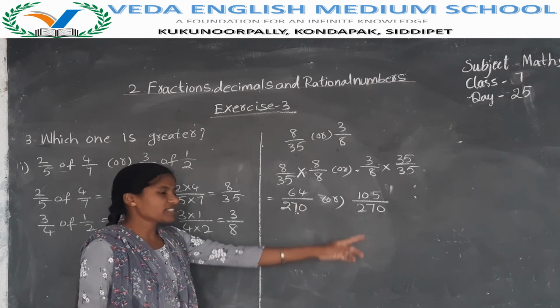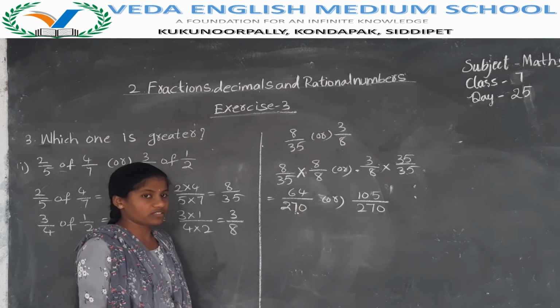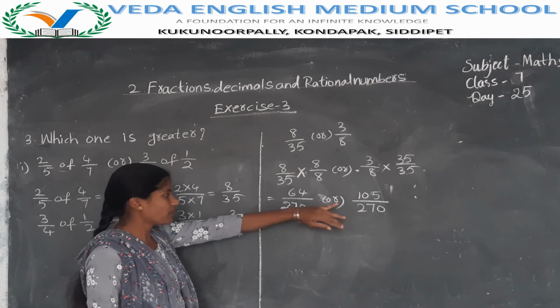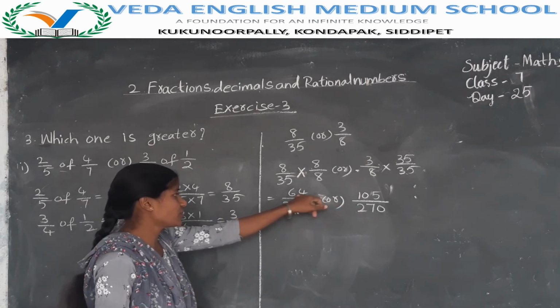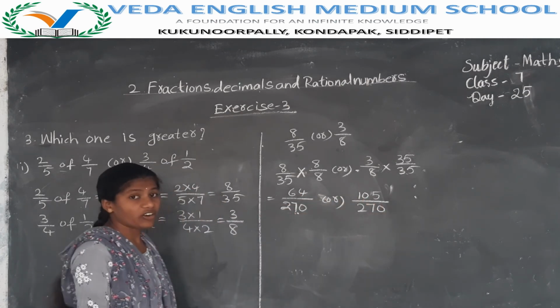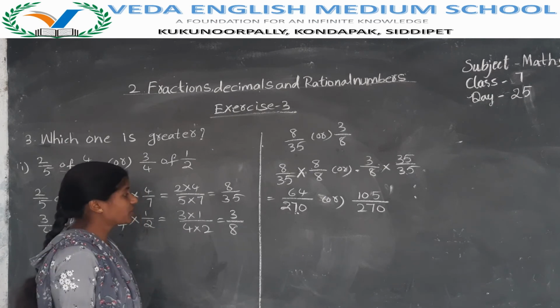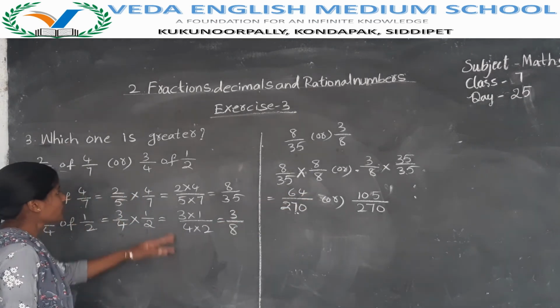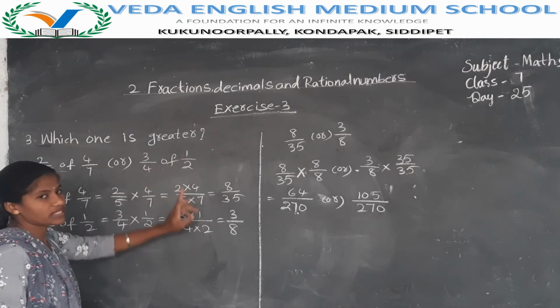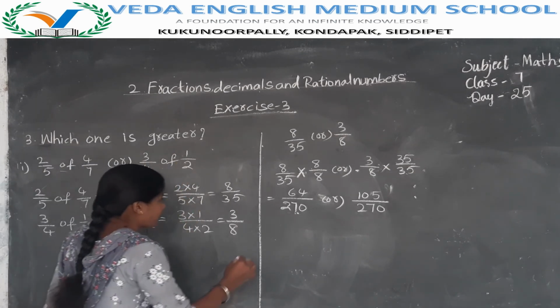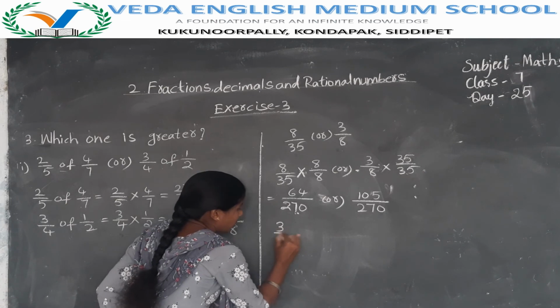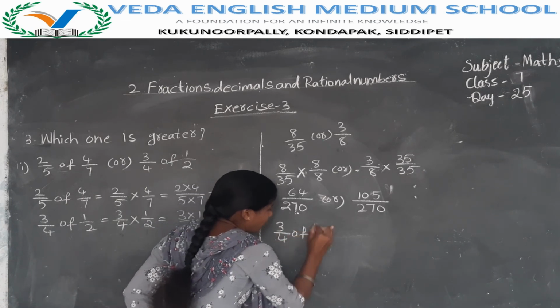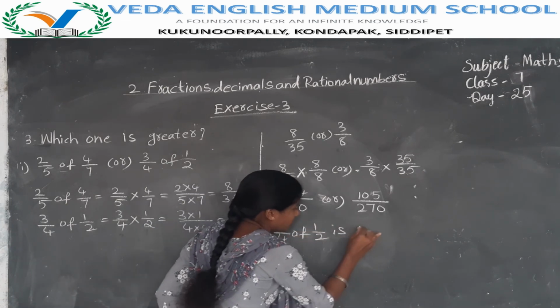If the denominators are equal, then the fractions are called like fractions. Now leave the denominators and compare the numerators. It is 64, it is 105. Out of the two fractions, which is the greater fraction? 64 or 105? 105 is greater. So 3 by 4 of 1 by 2 is the greater fraction.